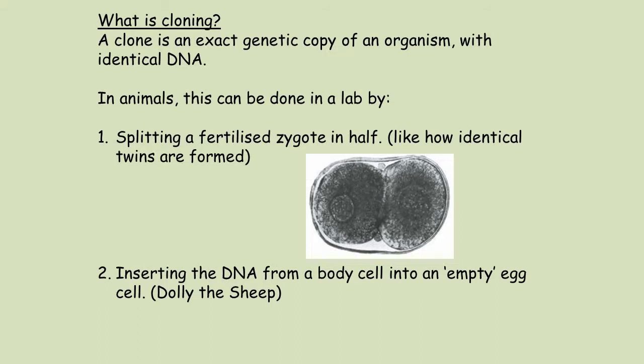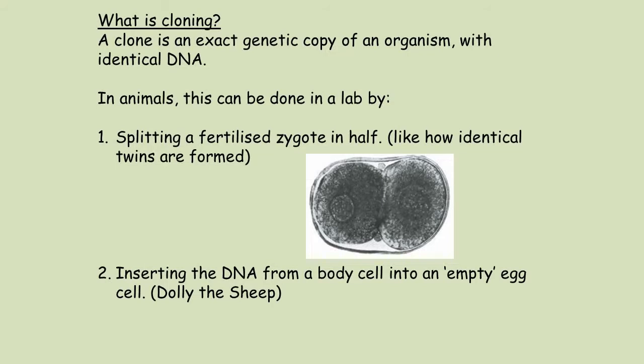Remember, a zygote is the single cell that you have after fertilization has taken place. And if you split that cell in half, you then have 2 cells with the same DNA, and you can go on to create 2 living organisms. And that is exactly how twins are formed naturally when the zygote splits in half and they both go on to produce an embryo and then a baby.